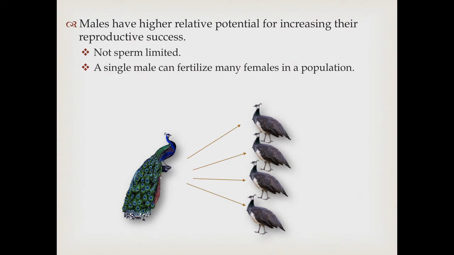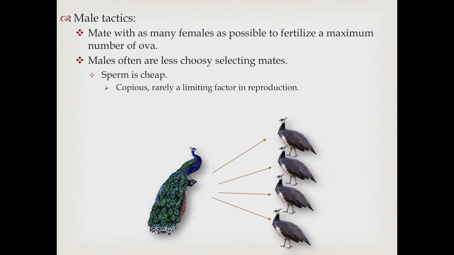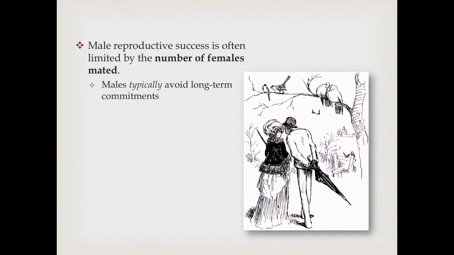So let's look at it from the male perspective first. Compared to females, males have a much higher relative potential for increasing their reproductive success. Typically, they're not sperm limited, and a single male can fertilize lots of females in the population. So the male tactic is typically to mate with as many females as possible to maximize the number of ova that he can fertilize. So that means males typically are less choosy when selecting a mate. Sperm is cheap, mating is relatively fast in most species, so there's nothing to lose by mating with every female that's willing. Male reproductive success is typically limited by the number of females mated.